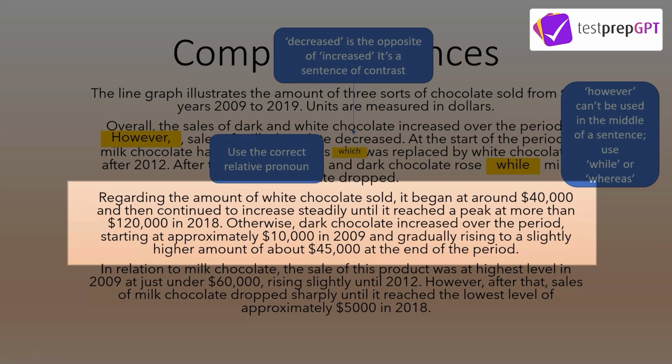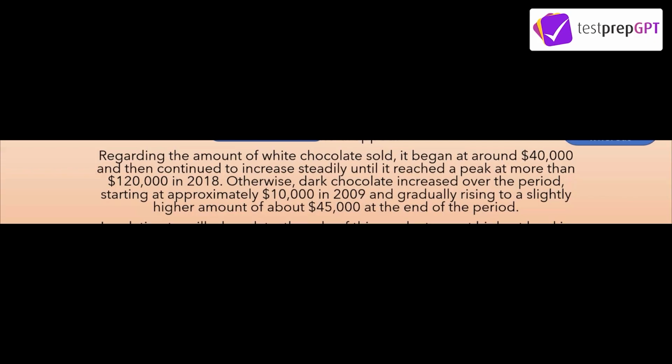Regarding the amount of white chocolate sold, it began at around $40,000 and then continued to increase steadily until it reached a peak at more than $120,000 in 2018. Otherwise, dark chocolate increased over the period, starting at approximately $10,000 in 2009 and gradually rising to a slightly higher amount of about $45,000 at the end of the period.